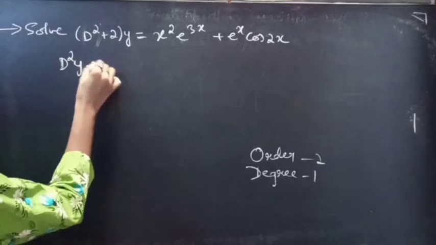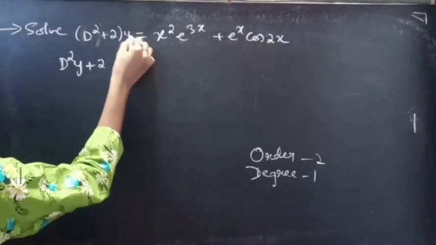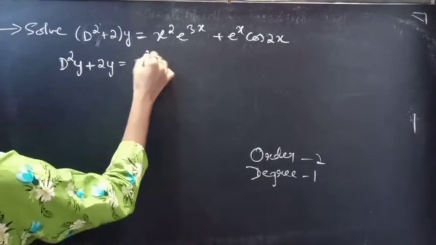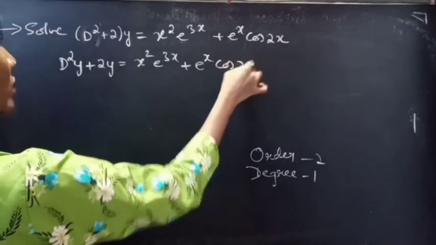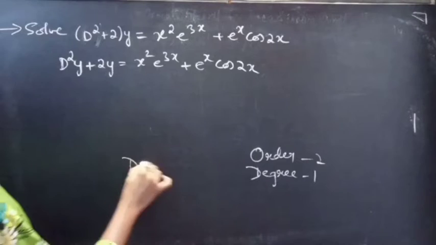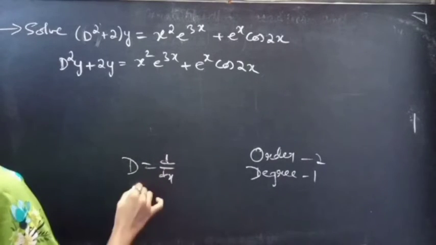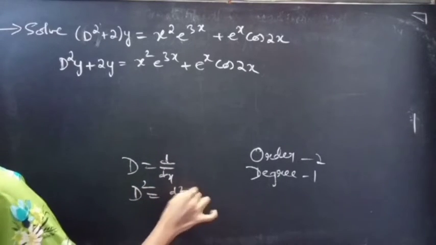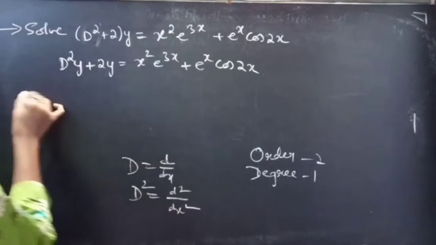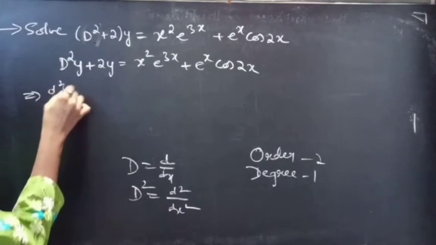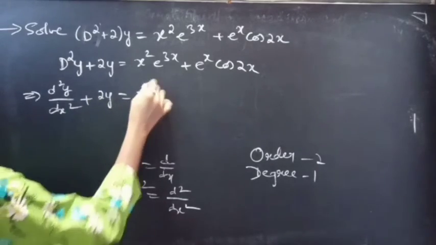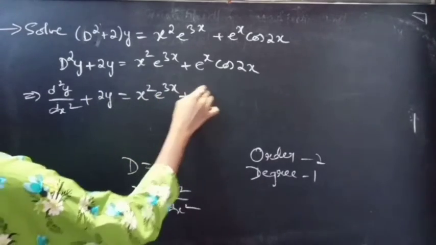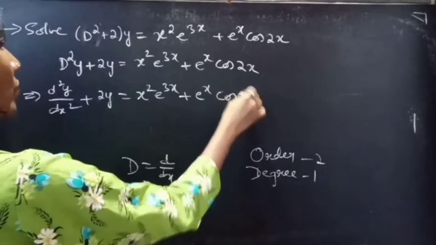D square y plus 2y equals x square e power 3x plus e power x into cos 2x. We know that D is a differential operator. Then D square will be d square by dx square. Now let's write the given differential equation as d square y by dx square plus 2y equals x square e power 3x plus e power x cos 2x.